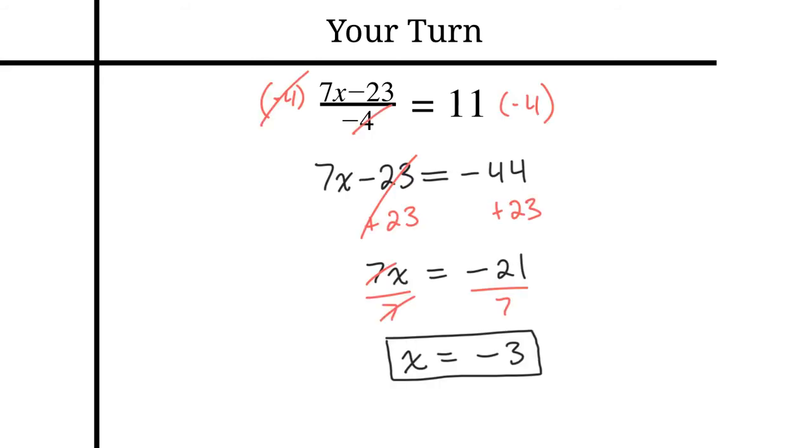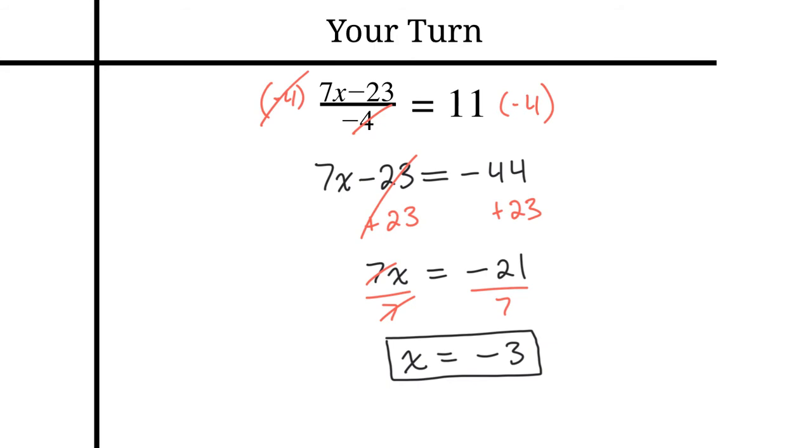So here's my solution. You always want to start off with getting rid of your denominator first. So to get rid of this denominator, -4, we need to multiply both sides of the equation by -4. And when we do that, we're left with 7x minus 23 equals -44.